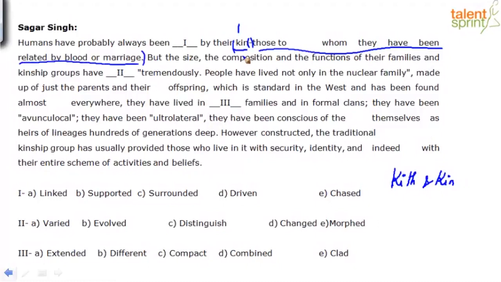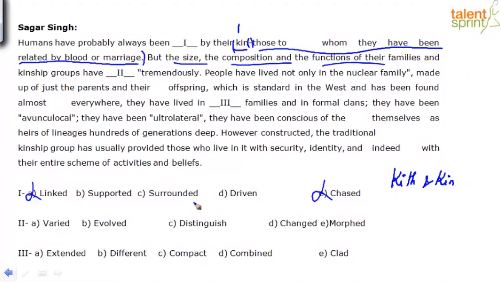Now given the options, if you look at the following sentence, it says, but the size, the composition and the functions of their families and kinship groups have dashed tremendously. People have lived not only in the nuclear family, so it's talking about family that is close to you, that is around you. So the context is not talking about whether they supported you, and chased and linked are kind of illogical options. Those of you who said linked and chased, always been linked by their kin doesn't make sense. In the context, we're talking more of size, composition, functions of the groups.